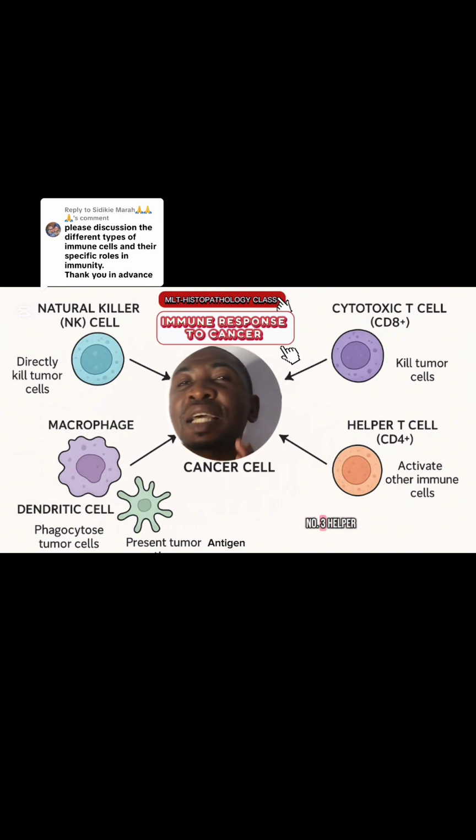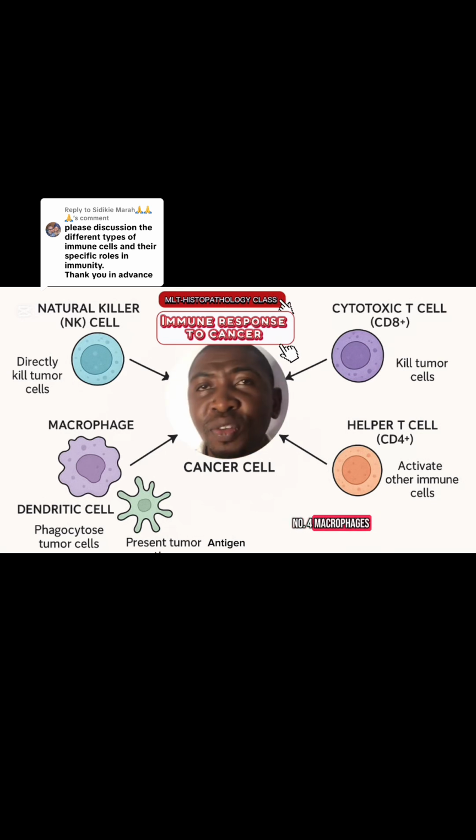Number 3, helper T cells, the CD4 T cells. These indirectly support anti-tumor response. They activate the CD8 cells and macrophages through cytokine release, for example, interleukin-2, and stimulate B-cell antibody production. Therefore, they coordinate and amplify the immune response against tumor cells.